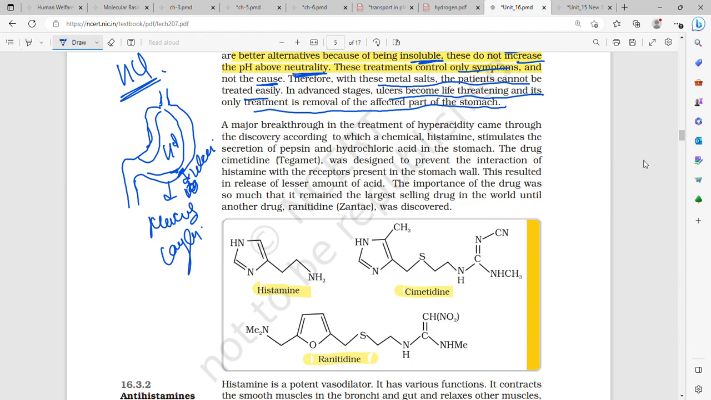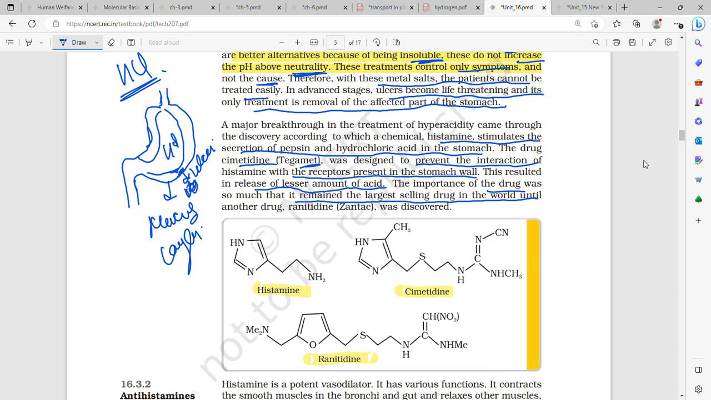A major breakthrough in the treatment of hyperacidity came through the discovery that a chemical, histamine, stimulates the secretion of pepsin and hydrochloric acid in the stomach. The drug cimetidine, or Tagamet, was designed to prevent the interaction of histamine with the receptors present in the stomach wall. This resulted in release of a lesser amount of acid. The importance of the drug was so great that it became the largest selling drug in the world until another drug, ranitidine or Zantac, was discovered.